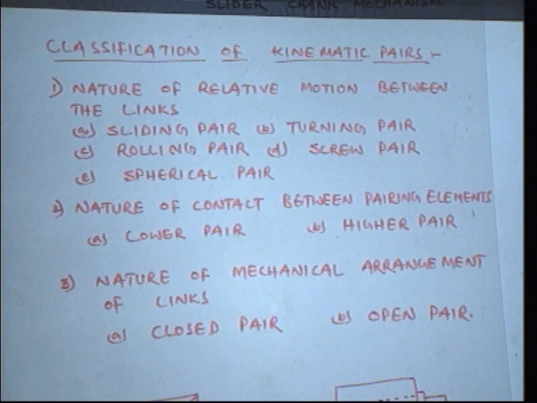Elements of a pair that are not held together mechanically are unclosed or open pairs. They maintain contact either due to force of gravity or by spring action. In general, higher pairs are unclosed, that is open. A cam and follower stands as an example for unclosed pair. I hope you have understood the classification of kinematic pairs.